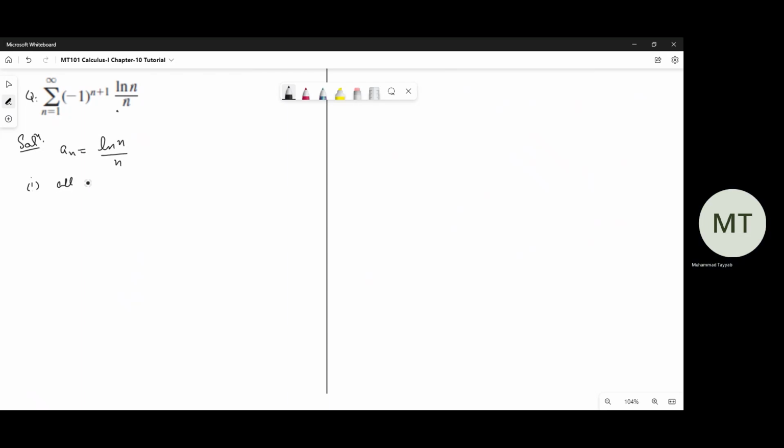all a_n are positive. In this case, because n is larger than or equal to 1, all the values of n are positive, so natural log of n divided by n will remain positive. So the first condition is satisfied: all a_n are positive.